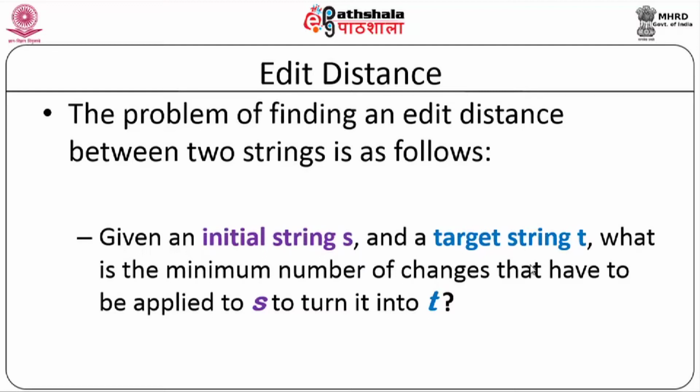Therefore, we are going to approach this problem using the dynamic programming approach, and this problem is also known as approximate string matching. Given 2 strings S and T, we have to say what is the minimum number of changes that we have to make, so that this initial string S turns to T. This is what we are calling the approximate string matching problem or edit distance problem.